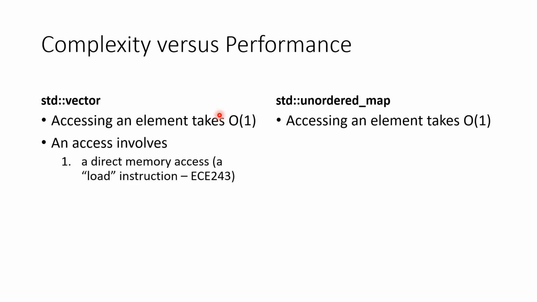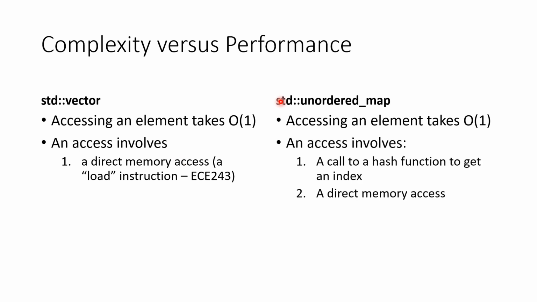For a vector, if you want to access any element, you will do one direct memory access, which means one load instruction to the memory. The load instruction is covered in 243. For unordered map, we need to call the hash function to get an index and then perform the direct memory access. Which means that the unordered map is slightly slower than vector, because the hash function takes time.